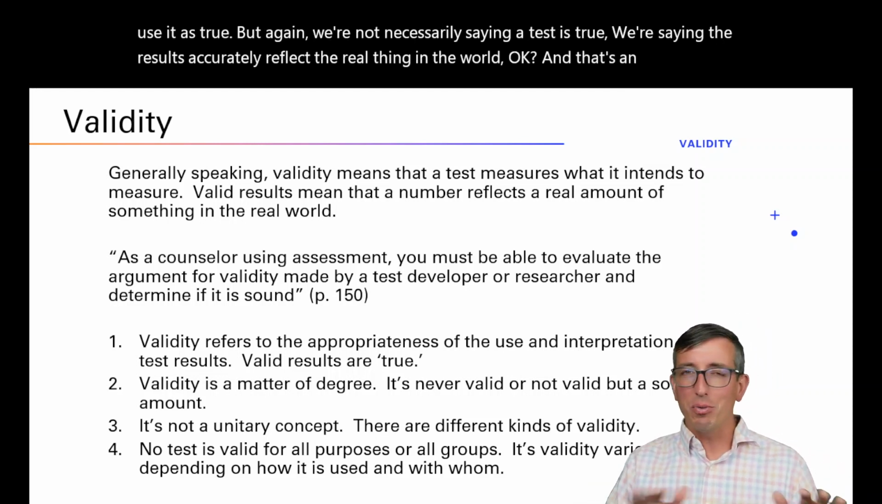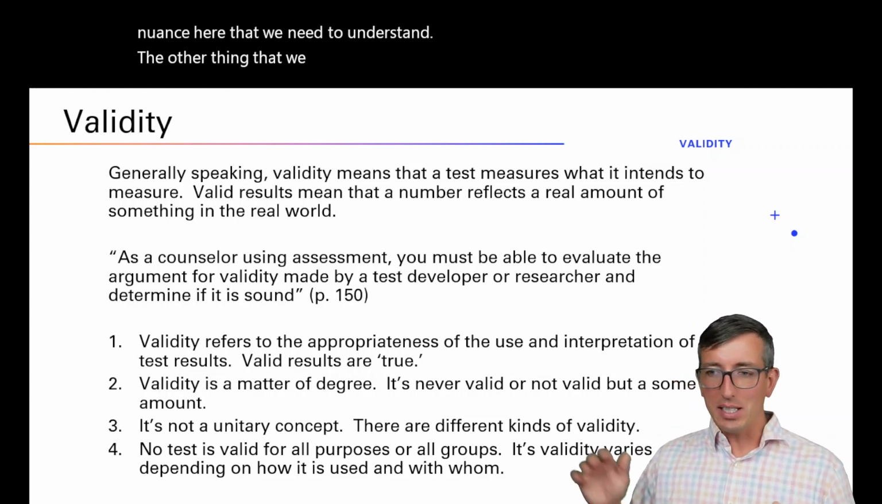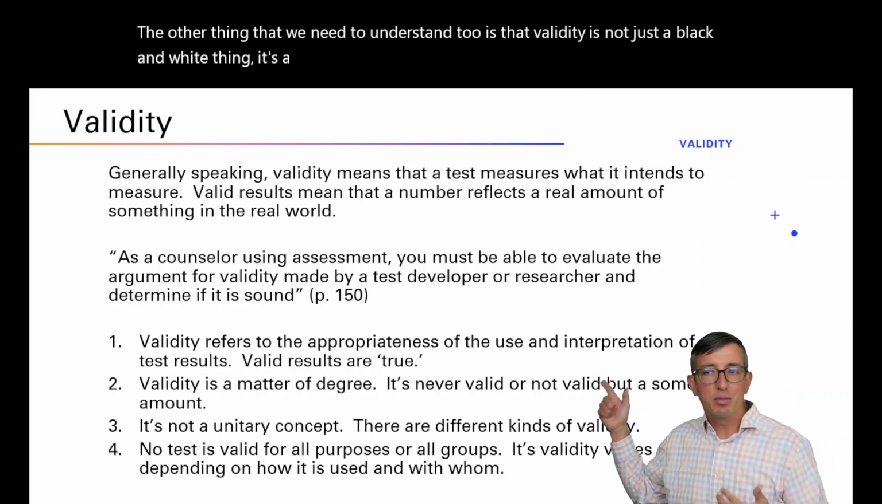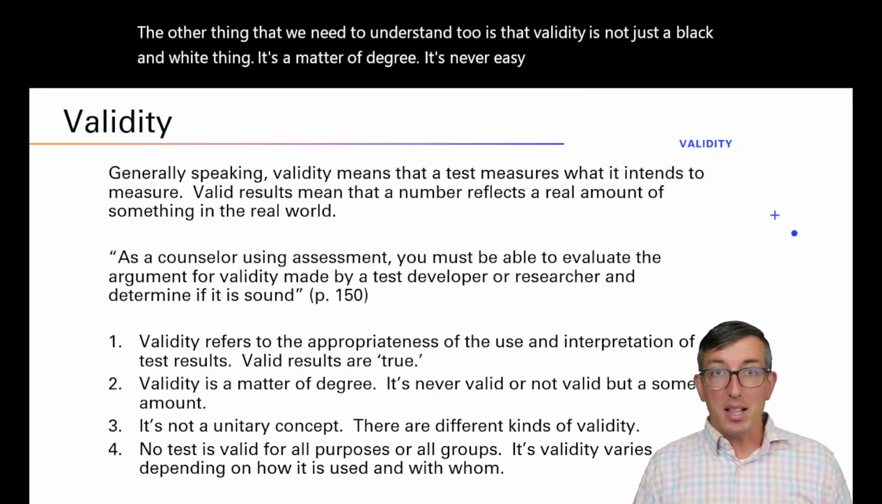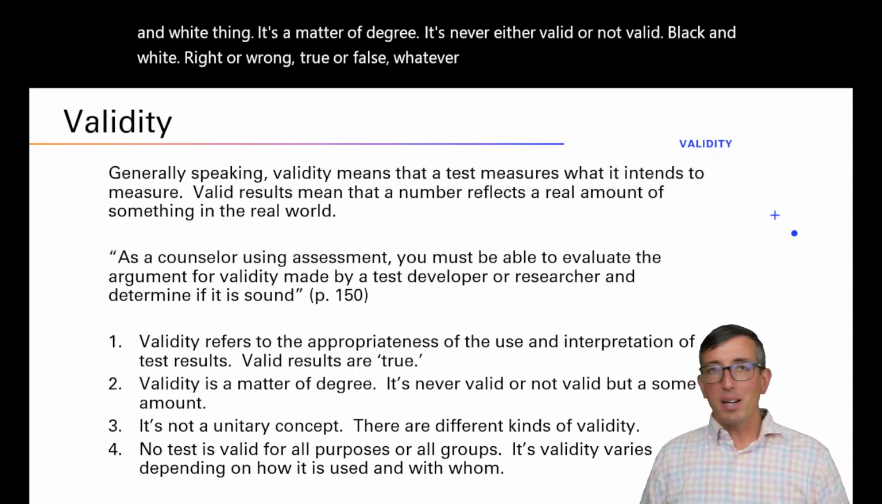And that's an important nuance here that we need to understand. The other thing that we need to understand too is that validity is not just a black and white thing. It's a matter of degree. It's never either valid or not valid, black and white, right or wrong, true or false, whatever. It's a matter of degree.